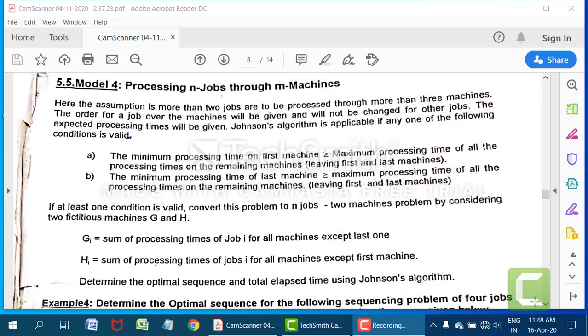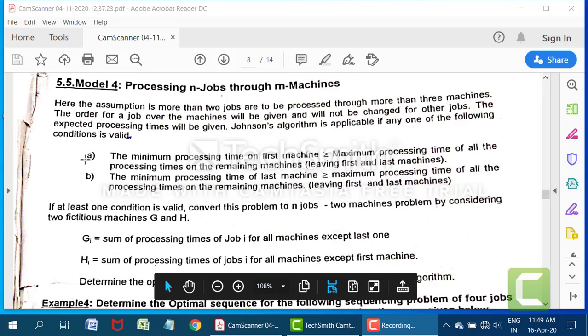M machines means we've already seen N jobs two machines. Specifically, there is a model for it: N jobs two machines model, N jobs three machines model. That earlier model you have seen. Now, if the number of machines is more than three, we can call it M machines. Any number of machines may be there above three: N jobs four machines, N jobs five machines. So any number beyond three, we call it the N jobs M machines model. So that's the meaning of N jobs M machines here.